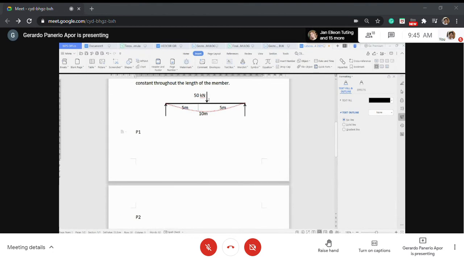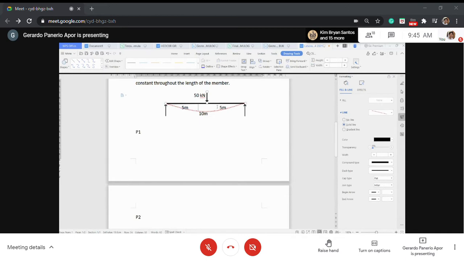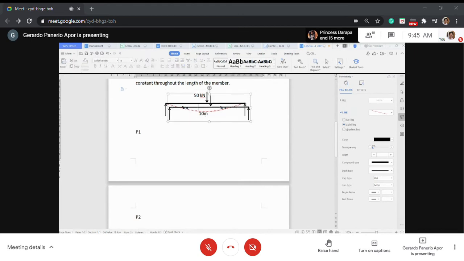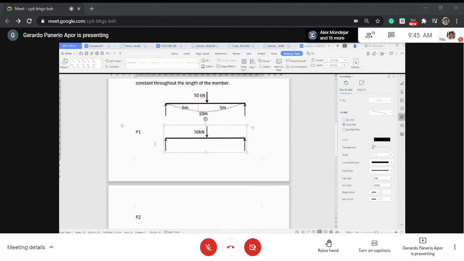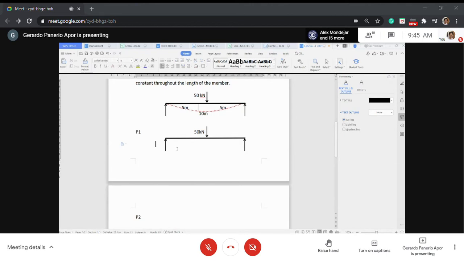Okay? So if you are going to determine P1, I will group that, and then maybe copy that, and then paste that here. So in procedure 1, you have 50 kN in here, 50, and then here you will have something like 25 kN, because the load is 50 going down, so there are little reaction, and then the load is symmetrical, so you don't have to compute it by summation of moment.